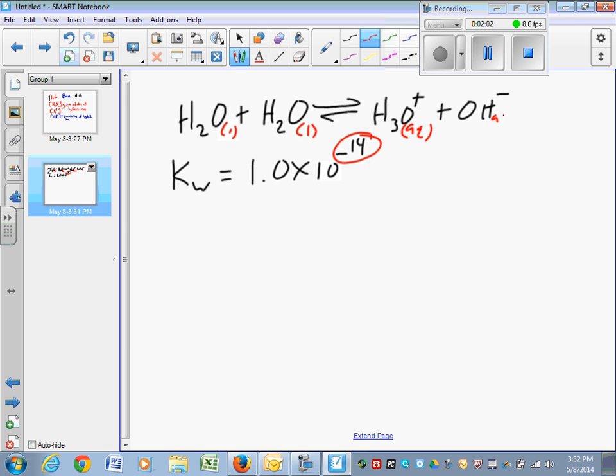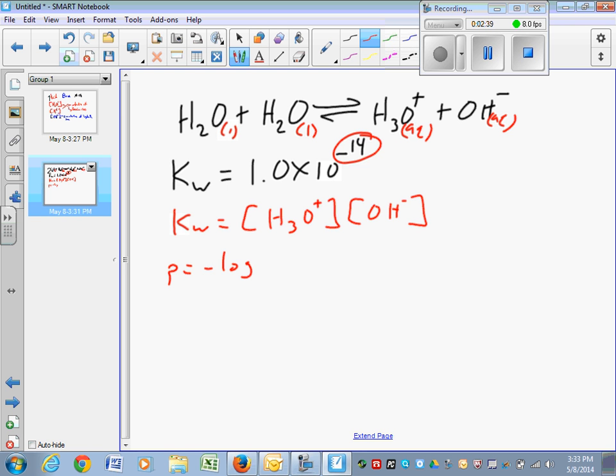So a way of doing this, since water is liquid and the ions are aqueous, the way we write this, pure liquids do not get taken into account in the equilibrium constant. So K water is just the concentration of hydronium ions times the concentration of hydroxide ions. And like we said, that equals 10 to the minus 14. So what we're going to do is a math function, the negative log. Negative log is represented as P in math class.